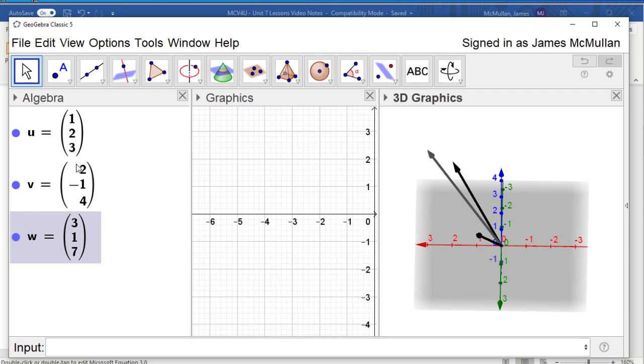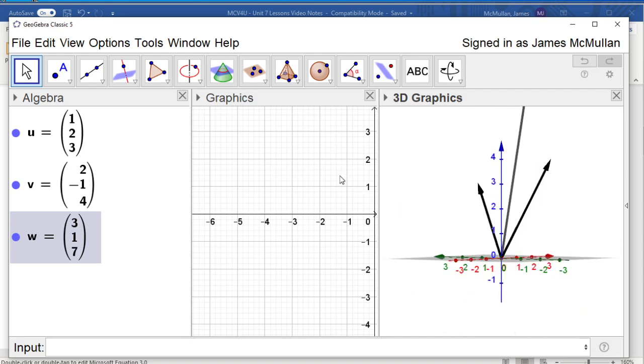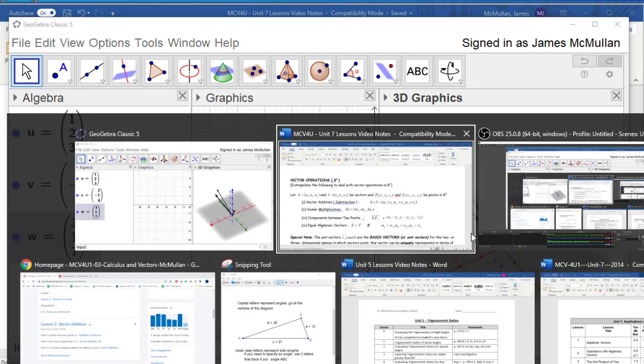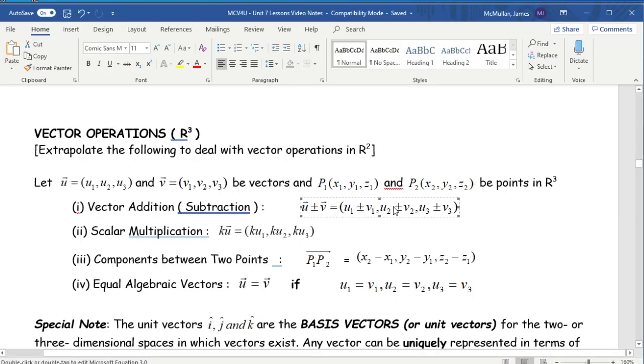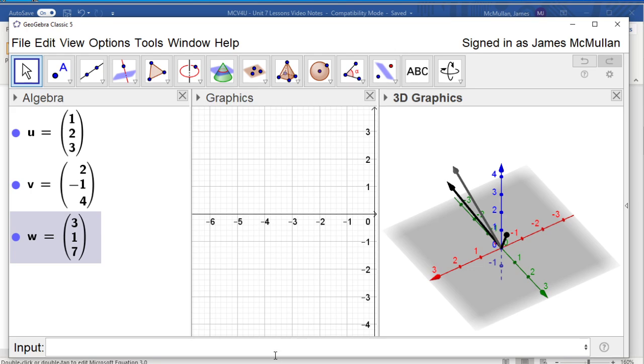Okay? And how did it do that? Well, it added the two x's, 1 plus 2 is 3. It added the two y's, 2 plus negative 1 is 1. And 3 plus 4 is 7. So again, adding vectors in 3D is very, very simple. All you have to do is add each component. And again, subtracting them is the same thing. To subtract them, all you're going to do is subtract each component.